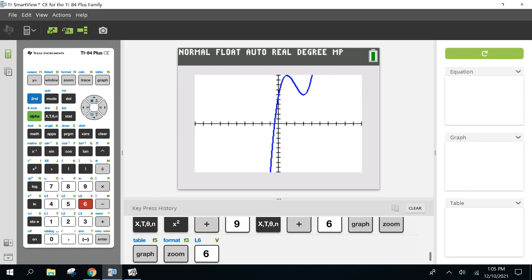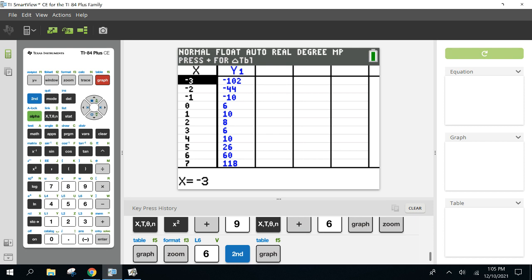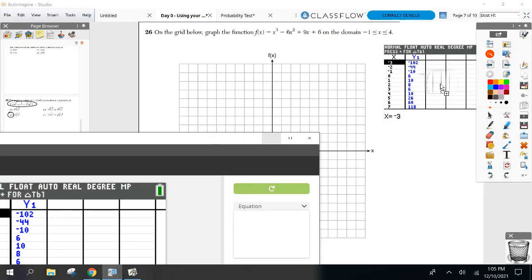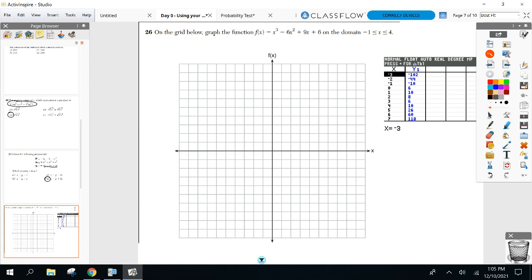Now, where do I want to go? I don't care about this. Your table of values, right? Because they're going to tell me what points to graph. So I go to my table of values. Looks pretty good. Let me drag it out. There's my table of values.